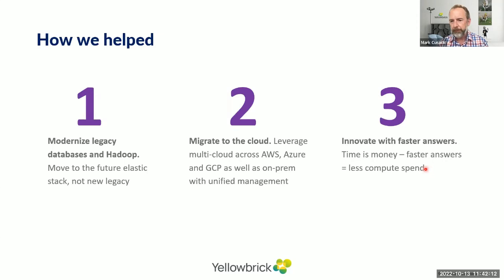And third, we've innovated with faster answers. One of the key standout capabilities of Yellowbrick is our fantastic price performance. We are often 5 to 10 times faster than other data warehouses and come in typically at a fifth of the cost in terms of total cost of ownership. And time really is money. You get faster answers, and that really means less spend on compute and more business value, better return on your investment at the end of the day.